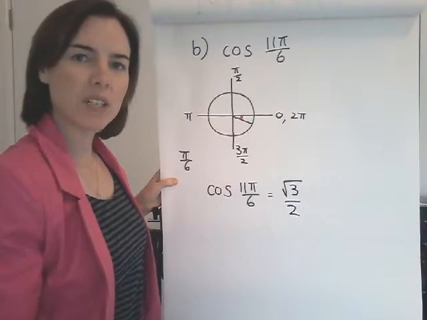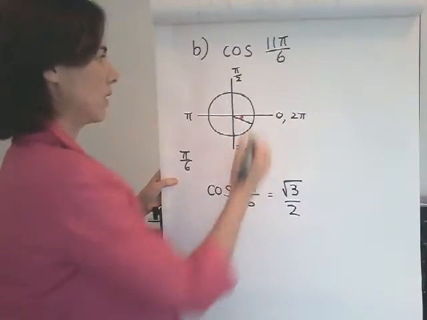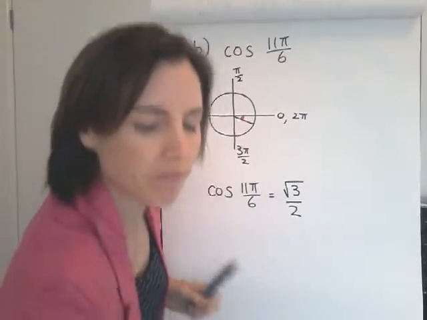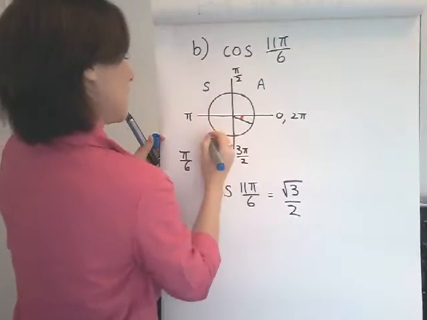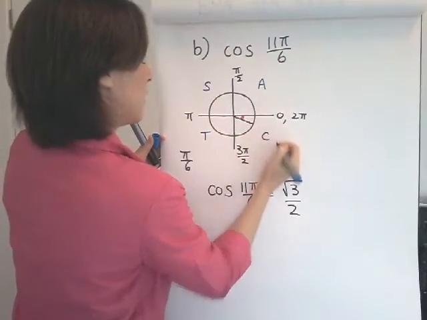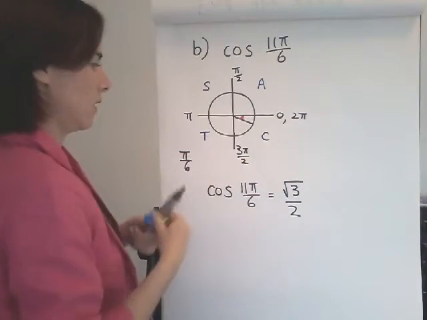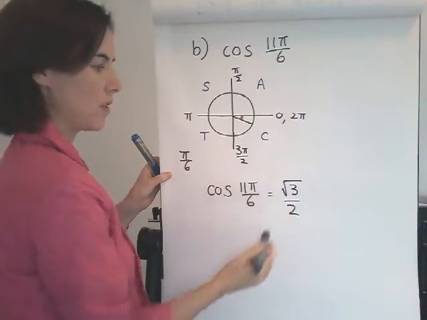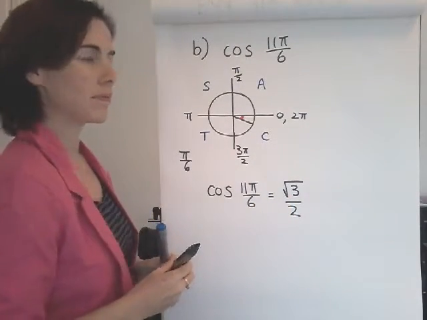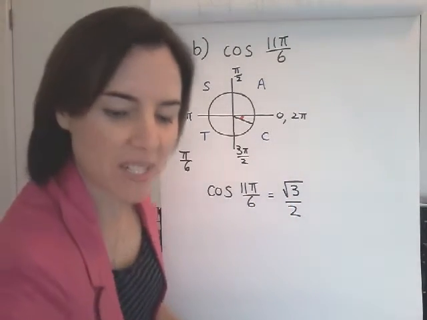Now, positive or negative? We have all are positive there, sine is positive, tan is positive, cos is positive. Now we want cos, and we're in this quadrant, so it is positive. And question C.